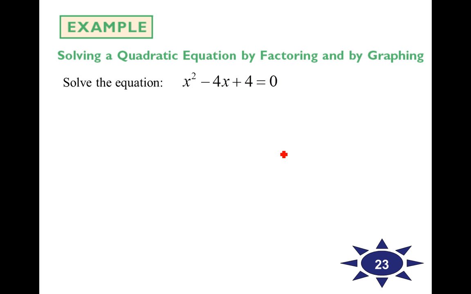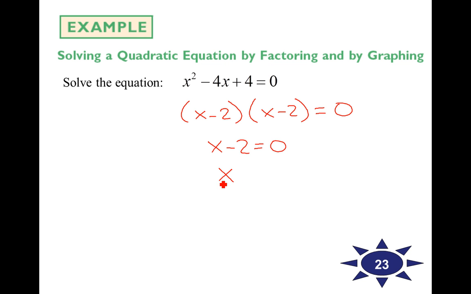Okay, let's try one more here. We're going to factor again. This is going to be x minus 2 and x minus 2 equals 0. And so this is going to be x minus 2 equals 0 for both of them. Don't have to do it both times. Just do it once. x equals 2. Right? Just one solution, even though we should be looking for 2 zeros.